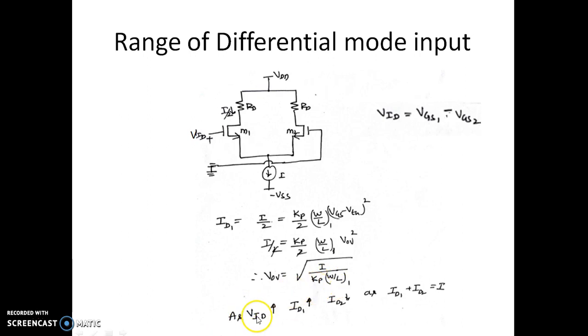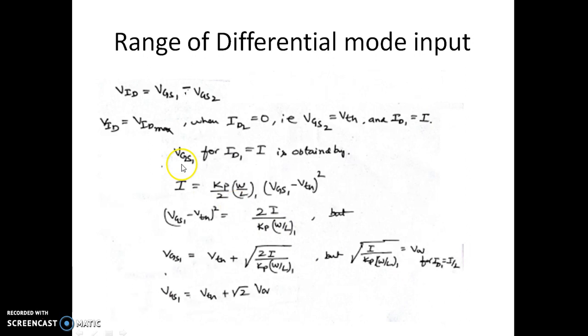As we can see here, as VID increases, which is naturally the gate to source voltage of M1, if the gate voltage increases, naturally the current ID1 has to increase. If this ID1 increases, naturally this ID2 has to reduce. Why this has to reduce is because the summation of both the currents should be equal to I. So because of this increased gate voltage, the drain current of this will increase, and when this increases, naturally the other current has to reduce because the summation has to remain I.